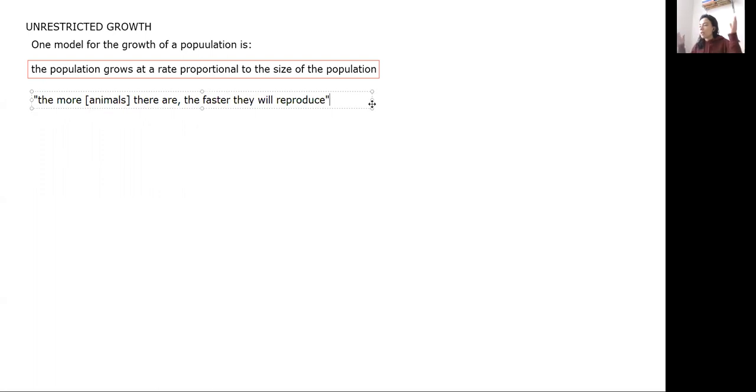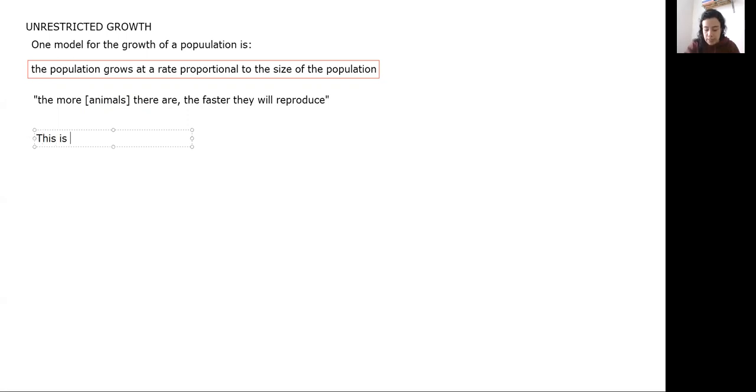That's good. Now I put animals in brackets because it's not necessarily just animals. This model is also pretty good for modeling bacteria and stuff like that. So it can be any type of population, but the example with animals I think is fairly intuitive. So under which conditions is this a reasonable model?